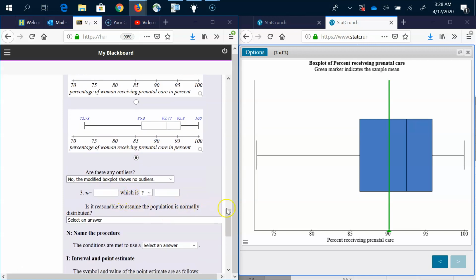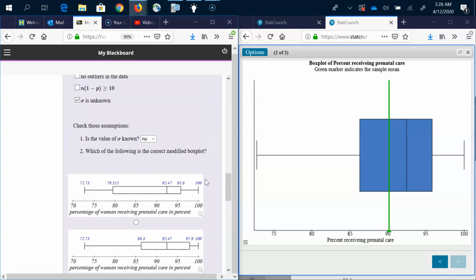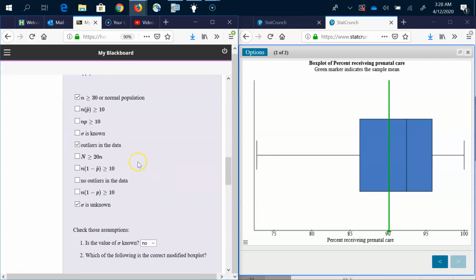The sample size is 38. Over this, it gives the number of values, there's 38. So the sample size is 38, and 38 is bigger than or equal to 30. And so we've satisfied the criteria. No outliers, 38 is bigger than or equal to 30, and sigma is not known.